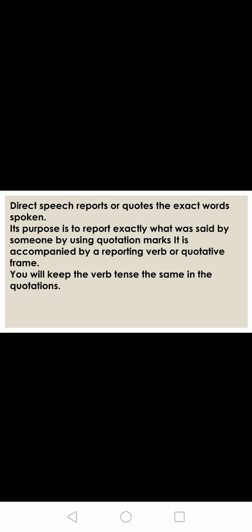Direct speech reports or quotes the exact words spoken. Its purpose is to report exactly what was said by someone by using quotation marks. It is accompanied by a reporting verb or quotative frame. You will keep the verb tense the same in the quotation. Now, what is direct speech? This reports or quotes the exact words spoken by someone. Its purpose is to report exactly what was said by using the quotation marks. It is accompanied by a reporting verb or quotative frame. You will keep the verb tense the same in the quotations.